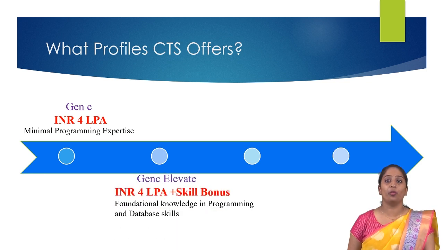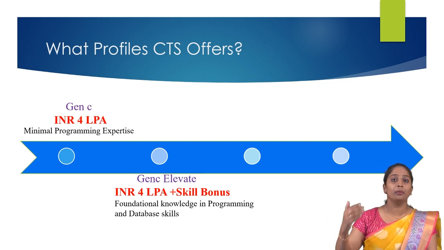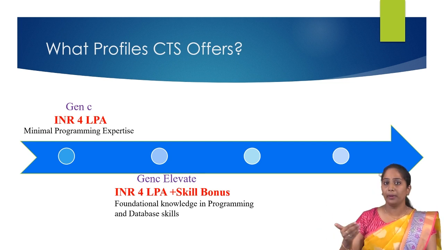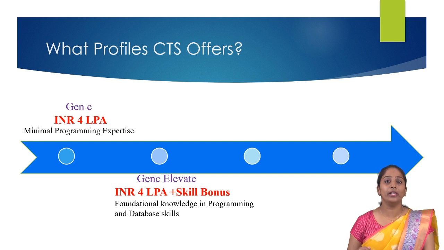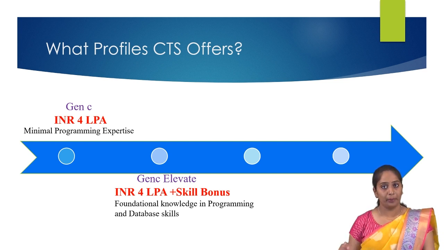Coming to the second profile, it is GenC Elevate. Again, here the package is 4 lakhs plus skill bonus. Skill bonus means that based on the work you are doing, they'll give you some bonus. It can be 1 lakh, 2 lakh or 3 lakh, based on your work. And for GenC Elevate, you need to have knowledge of the foundations in programming and database skills.